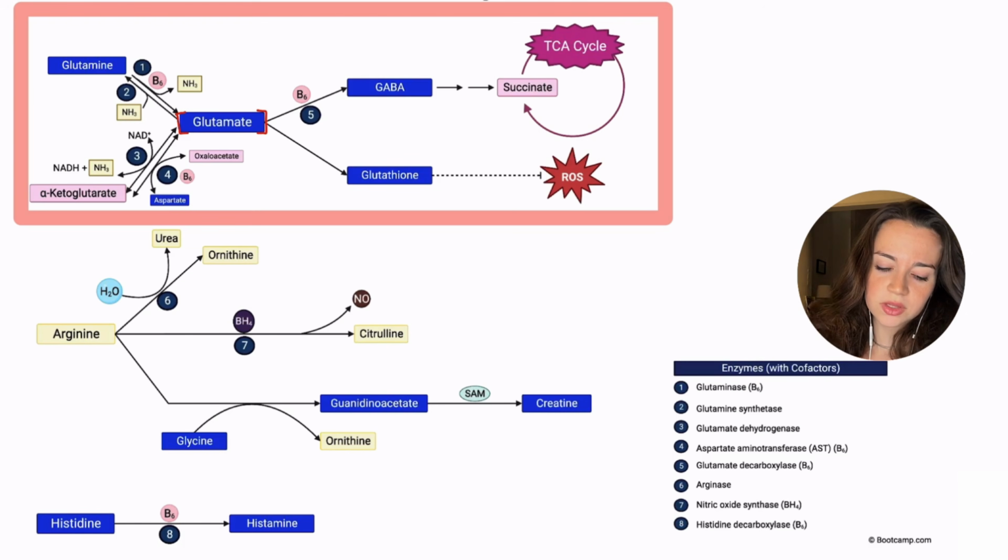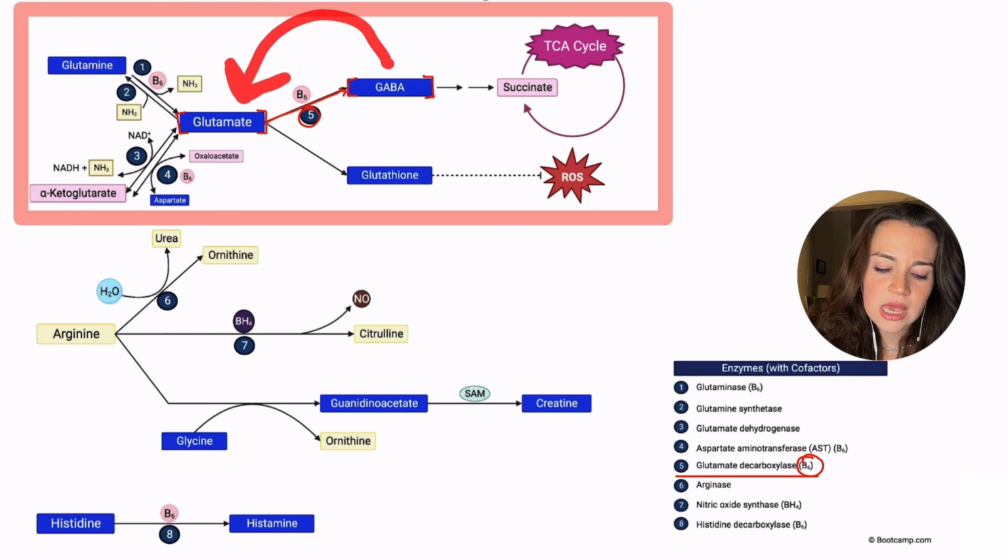One thing we can do with glutamate is we can use enzyme 5 here, which is called glutamate decarboxylase and requires a vitamin B6 cofactor, to turn that glutamate into GABA. If you remember, glutamate is the major excitatory neurotransmitter in the central nervous system. GABA is a major inhibitory neurotransmitter. So the activity of GABA will actually balance out the activity of its upstream progenitor, glutamate.